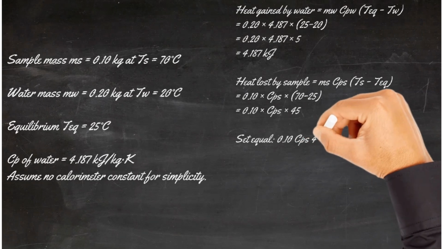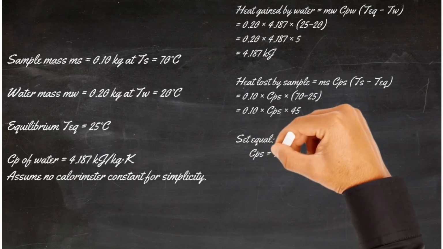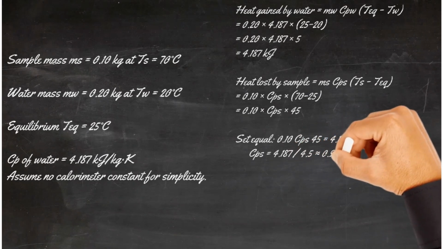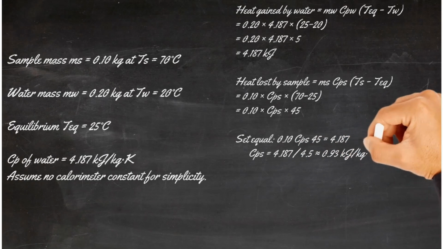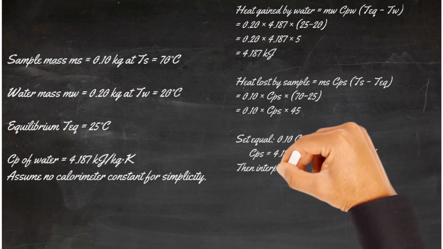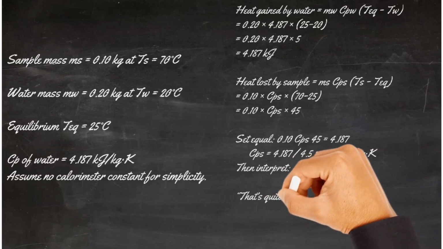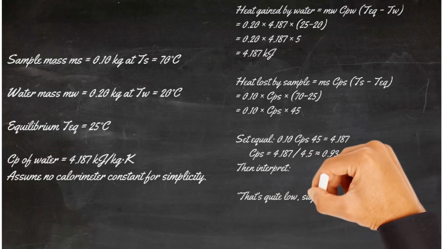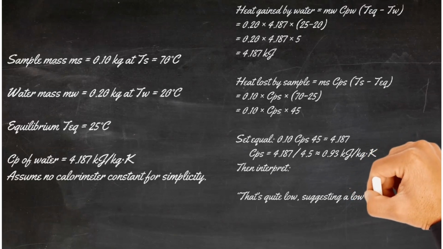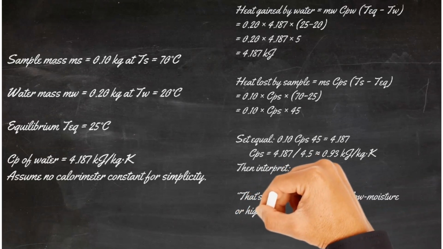Now we set the heat lost by the sample equal to the heat gained by the water. We already calculated that the water gained 4.187 kilojoules. So we set 1/10 times the unknown specific heat times 45 equal to 4.187 kilojoules. Next, multiply 1/10 by 45. 1/10 of 45 is 4.5. So now we have 4.5 times the unknown specific heat equals 4.187. To isolate the unknown specific heat, divide 4.187 by 4.5. 4.187 divided by 4.5 is approximately 0.93. So the specific heat of the sample is approximately 0.93 kilojoules per kilogram per degree.